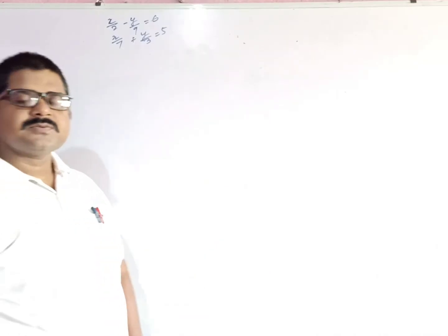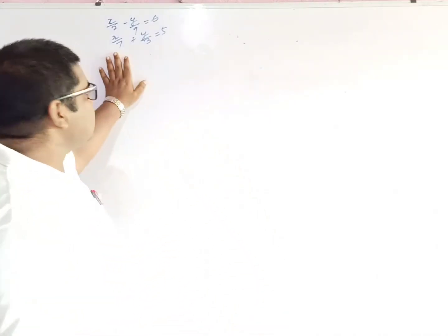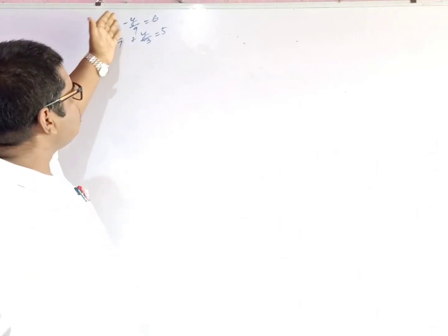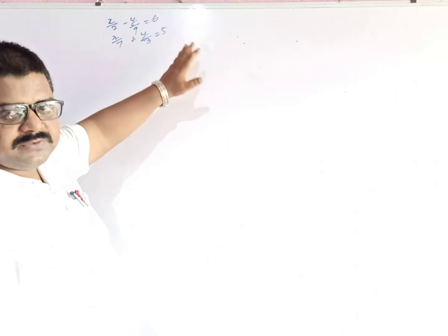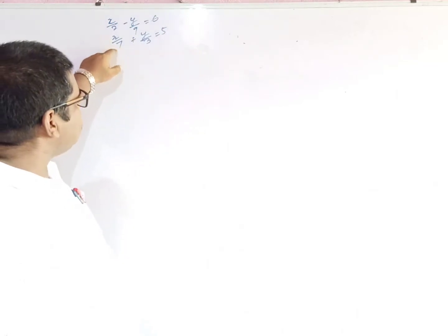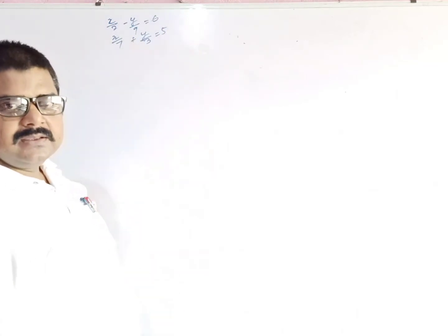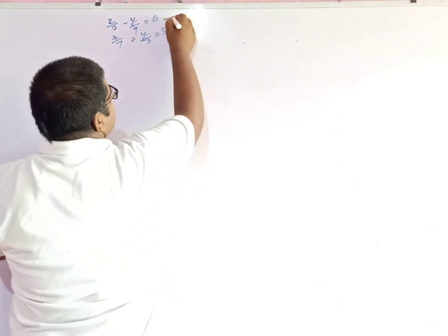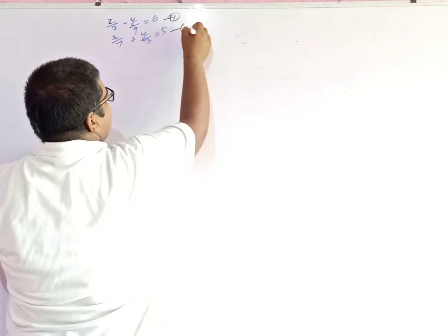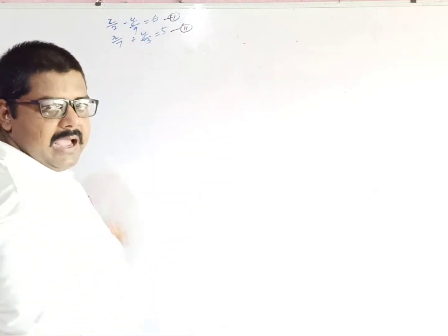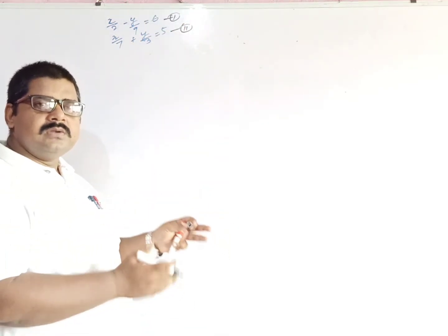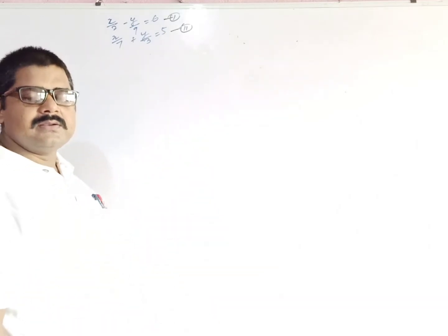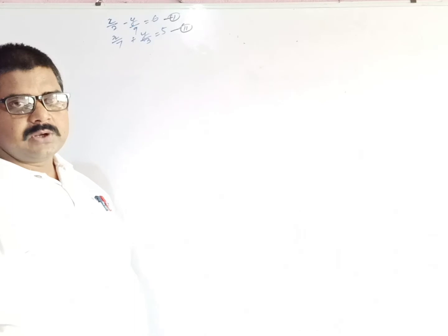My dear students, the first question I have taken is x/2 - y/9 = 6, and the second one is x/7 + y/3 = 5. I have labelled them first and second. Now I am going to solve the given equations by the elimination method.